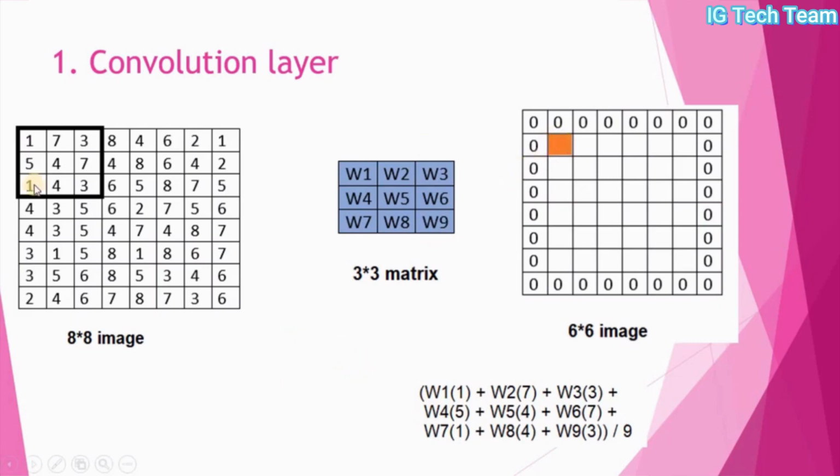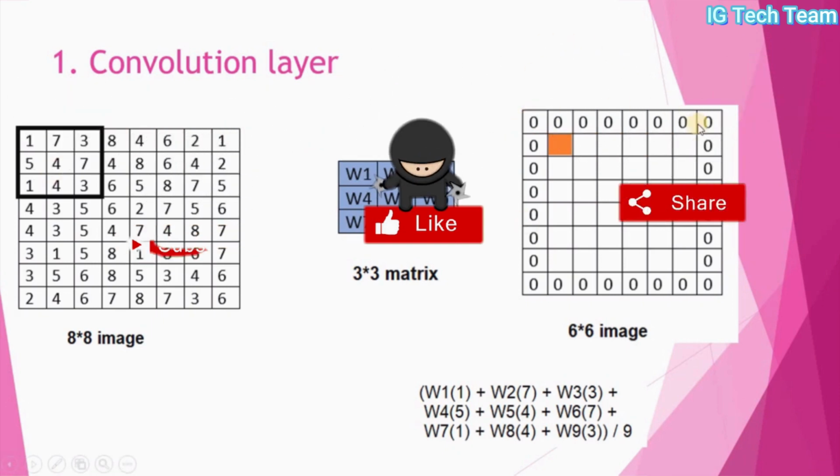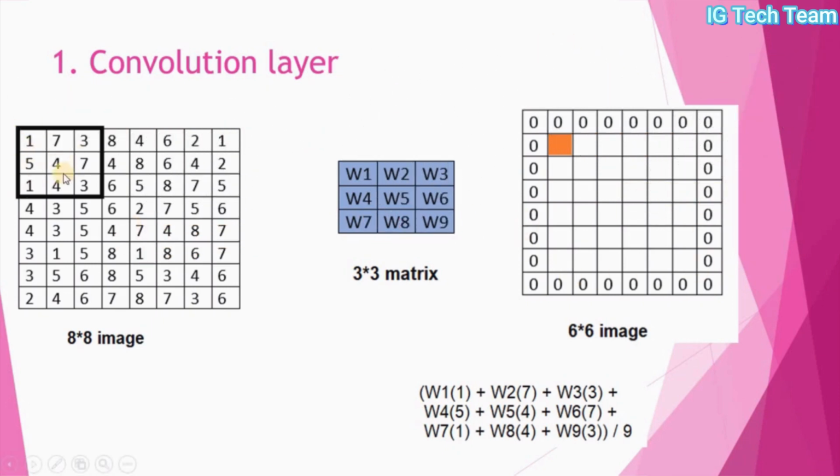We can't compute a value for the border side as we can't put our filter there. So we have to insert 0 in the border area. We need to repeat this step until we get a new matrix. Finally, after this step our matrix gets reduced to 6 by 6 dimension.